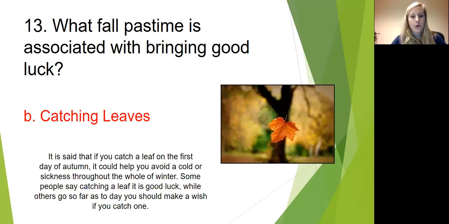Question 13. What fall pastime is associated with bringing good luck? And the answer was B, catching leaves. It is said that if you catch a leaf on the first day of autumn, it can help you avoid a cold or sickness throughout the whole of winter. Some people say catching a leaf is good luck, while others go so far as to say you should make a wish if you catch one.